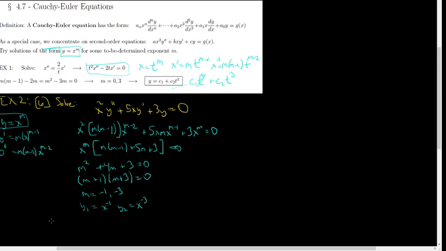And so our complete solution, or general solution, y of x, is just going to be c1 x to the -1 plus c2 x to the -3, and that's good enough. Okay, so that's how these Cauchy-Euler equations work, specifically.